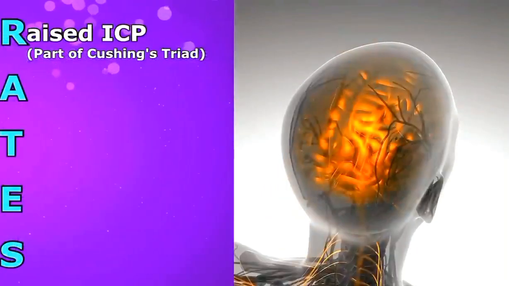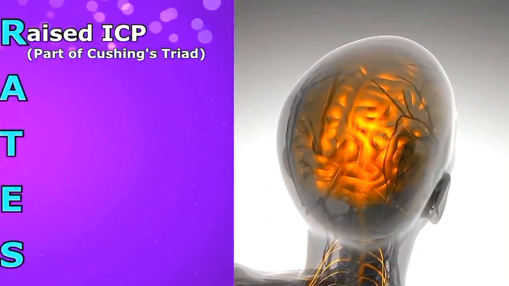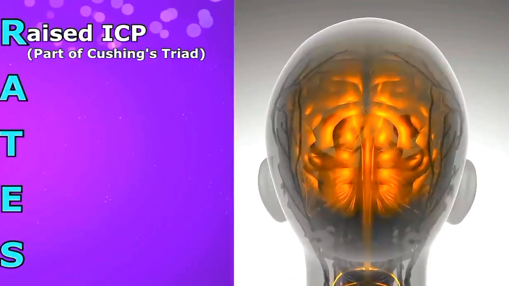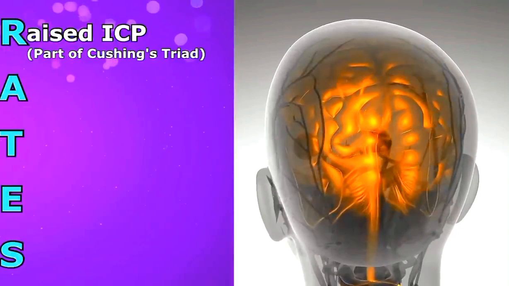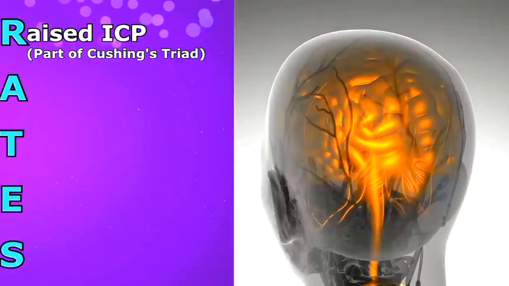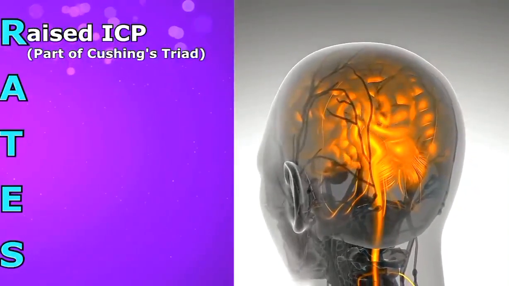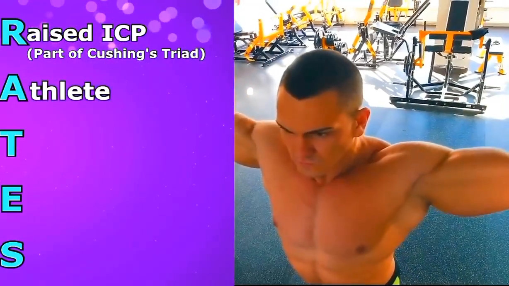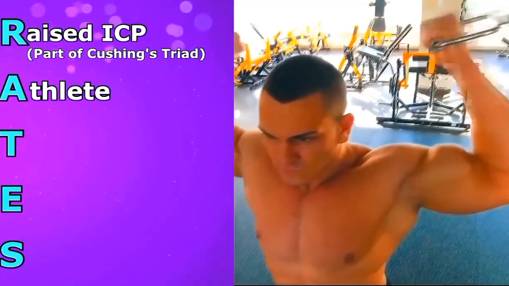Then we have R for raised intracranial pressure. So a part of Cushing's triad actually is a slow heart rate. So if your patient has a slow heart rate, the respirations are irregular, and they have a widened pulse pressure, you want to think, okay, we have some issues with our intracranial pressure. A is for athletes, so people who are very well conditioned, their heart will be at a slower rate.